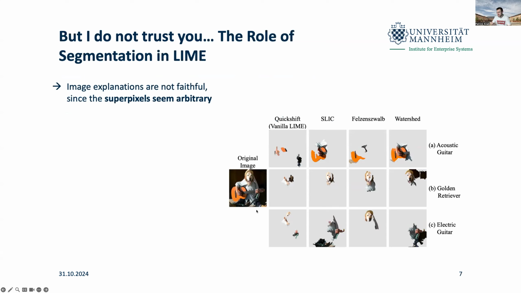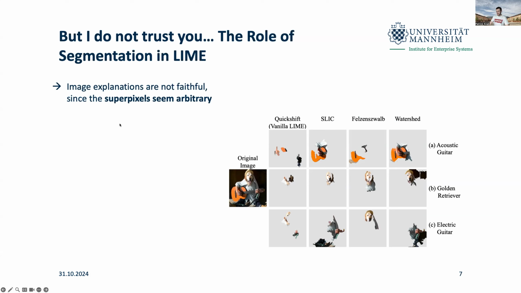On the right side, you see the popular example of a dog playing guitar, which is widely used in the XAI domain, especially when it comes to LIME, because they have shown their approach based on this image. Here we have three classifications, three classes from the ImageNet dataset: acoustic guitar, golden retriever, and electric guitar, with 4 different segmentation techniques. Quick shift, which is in the basic vanilla LIME implementation, SLIC, Felzenszwalb, and watershed. All those 4 segmentation techniques are widely used in the literature and therefore our main comparison.